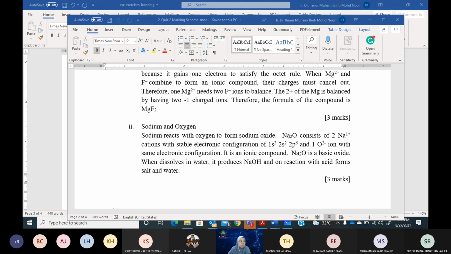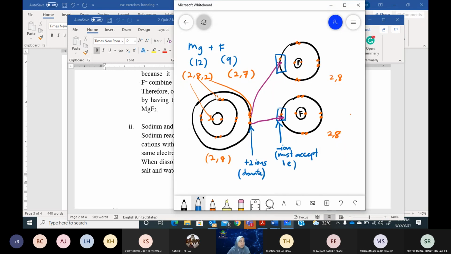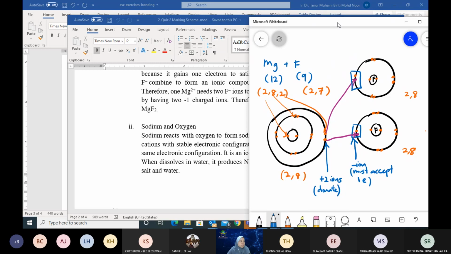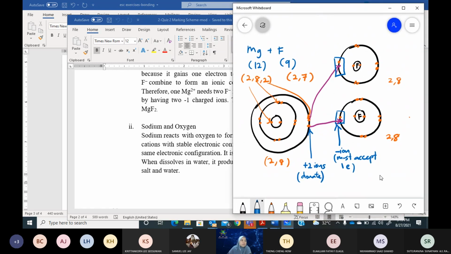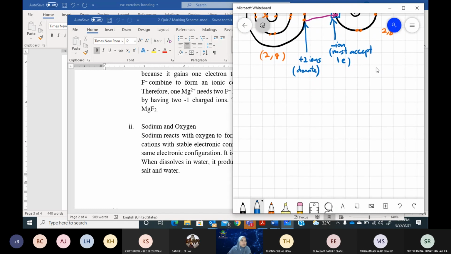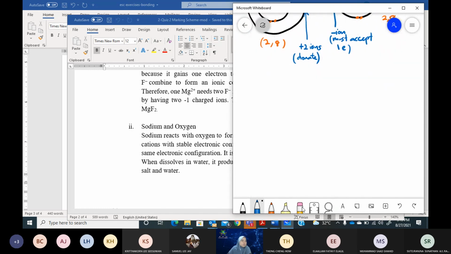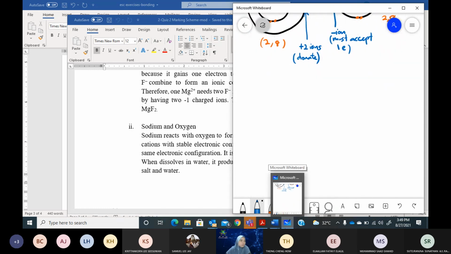If you don't know how to write in the form of a paragraph, you can do something like the first part just now, with some illustration to show what happened. Anyone have drawn the second one, sodium and oxygen? Okay, now we draw for sodium and oxygen to help others who might not understand what's happening in the sentence.